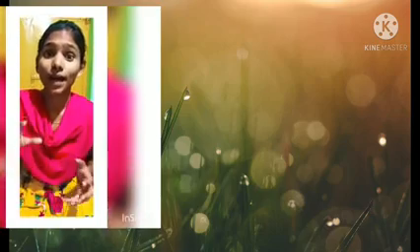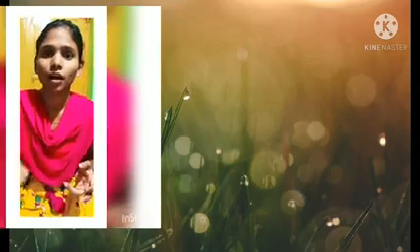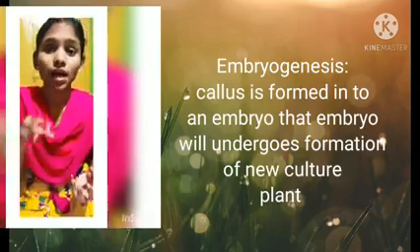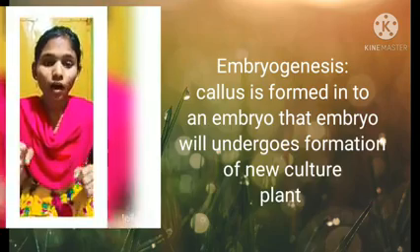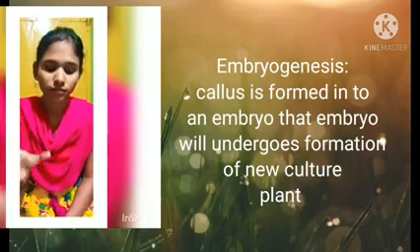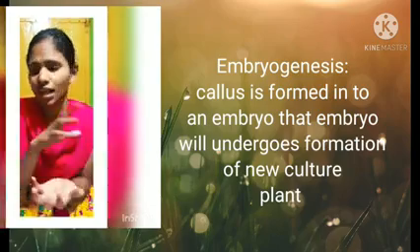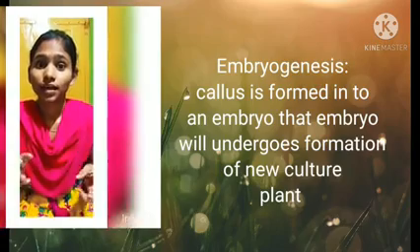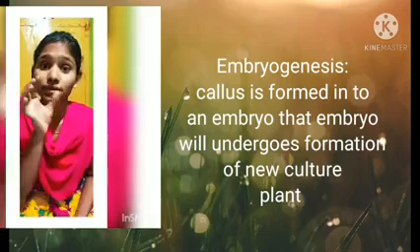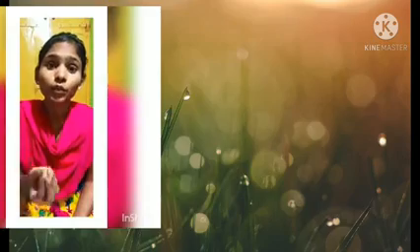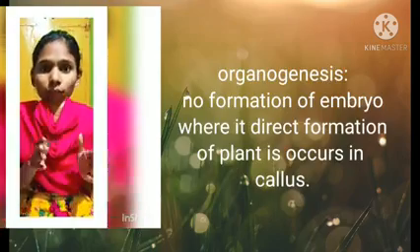In the embryogenesis process, the callus is formed as an embryo. Just now I said the callus is rapidly formed into the plant. In embryogenesis, the callus is formed as an embryo, and that embryo undergoes the formation of a new culture plant. This is called embryogenesis. Here we can understand that the callus is formed as an embryo and develops into a new culture plant.